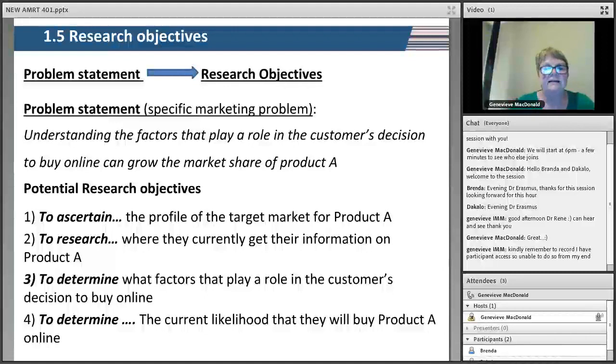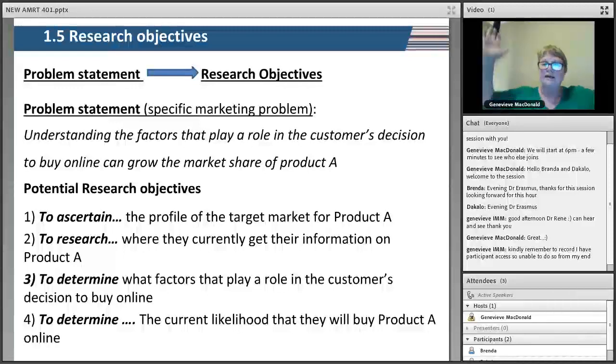To ascertain, say for instance, the profile of the target market of product A. If I don't know who the people are that are interested in product A, how am I really going to determine whether they are the people that will be willing to buy this particular product online? So second one, maybe, to research where they currently get their information on product A.